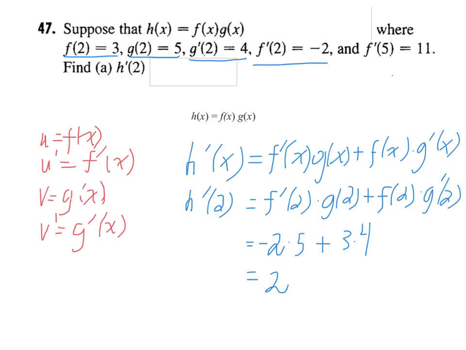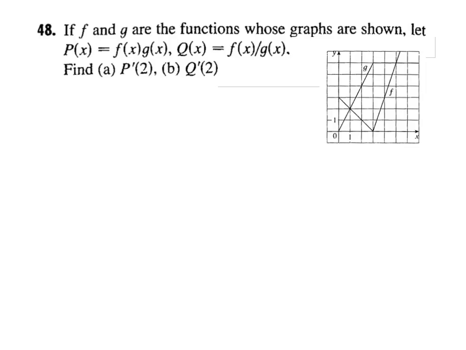What's interesting to think about is, again, we didn't know what the functions f and g were equal to. All we knew is that h was defined as f times g. By using the product rule and the given information, we're able to find the specific derivative at 2 on the h graph. This is the numerical representation. And we also have graphical representations. So let's do both of these.